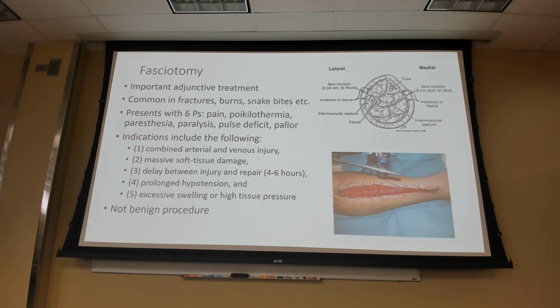So it's not a benign procedure, but the indications are anytime we have any arterial and venous injury, so we have some sort of disruption of flow to that entire extremity, which is typically going to cause an ischemic extremity. Any massive soft tissue damage is likely going to cause compartment syndrome. If we have any delay in repair, and sometimes this can be they went to the operating room, but they also had a lower extremity fracture that needs to be repaired as well, and now it's taking longer in the operating room, and now they have compartment syndrome, so it's something we need to always consider.